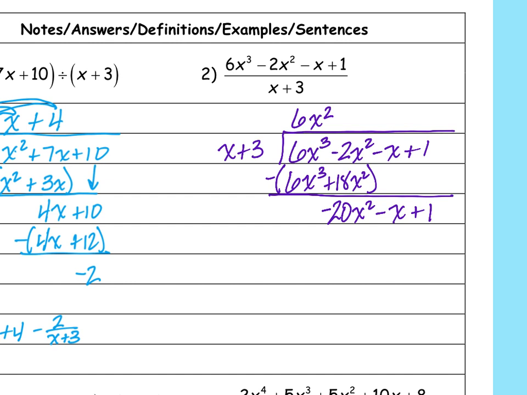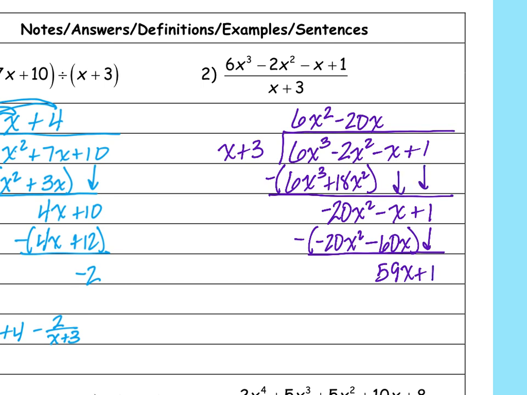Okay, and now I'm going to do it over again. So what do I multiply x by to get negative 20x squared? Negative 20x, very good. And I distribute that negative 20x. So I got negative 20x times x is negative 20x squared. And negative 20x times 3 is negative 60x. And I subtract. I'm going to get 0. And then negative x minus a negative 60x is 59x. And I bring down the plus 1.